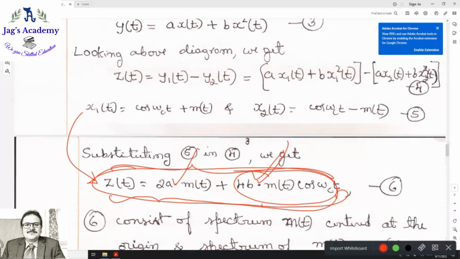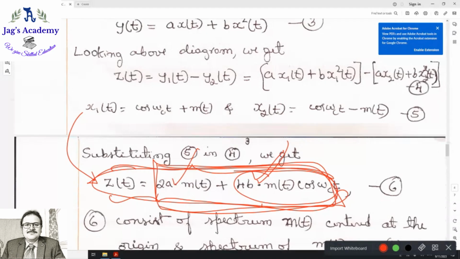It is m of t into cos omega ct. Right. Can you draw the spectrum of this? If I ask you to draw the spectrum, what is the spectrum of this? I did the same problem in the beginning of the class. What is the spectrum of this? Suppose I want to draw the spectrum of this. Come on, this is very bad. I don't accept this. Right.